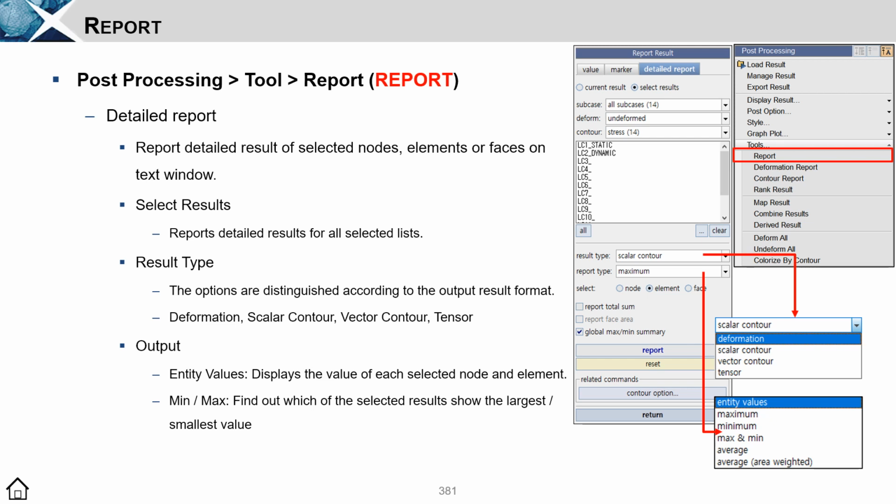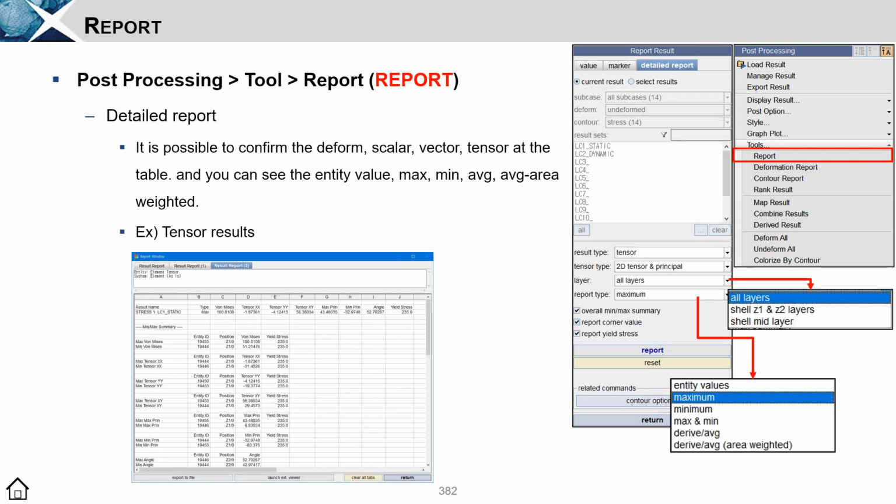Output displays the entity values, min, max, and average values for each selected cut point and element. It is possible to confirm the deform, scalar, vector, tensor in the table. And you can see the entity value, max, min, average, area, weighted. The figure is an example of a tensor result.